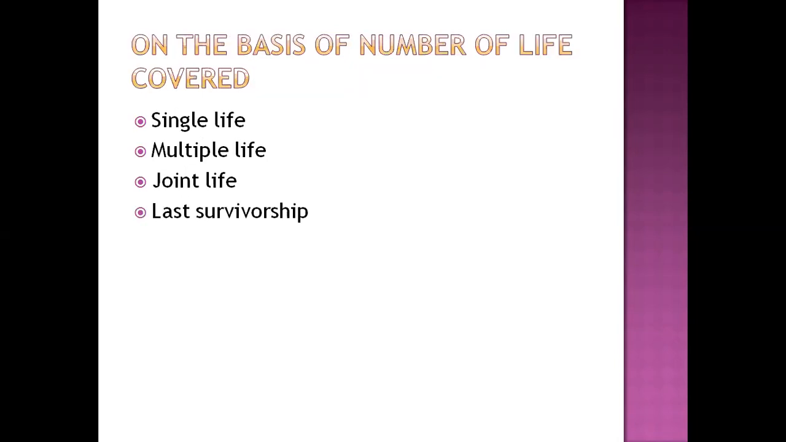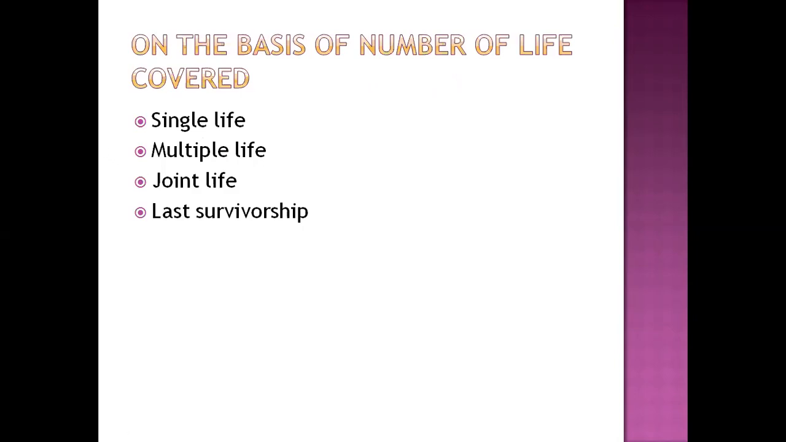Now, on the basis of number of lives covered, point number one is single life policy. Under this policy, only a single individual person is insured. This policy insures only one life, right? Then the next is multiple lives. In this policy, more than one life is insured. Then we have a joint life policy.